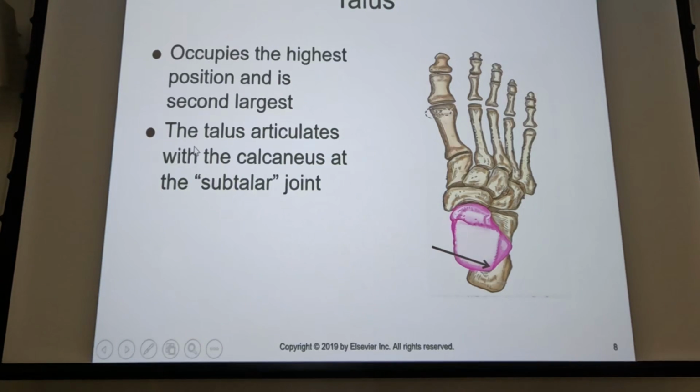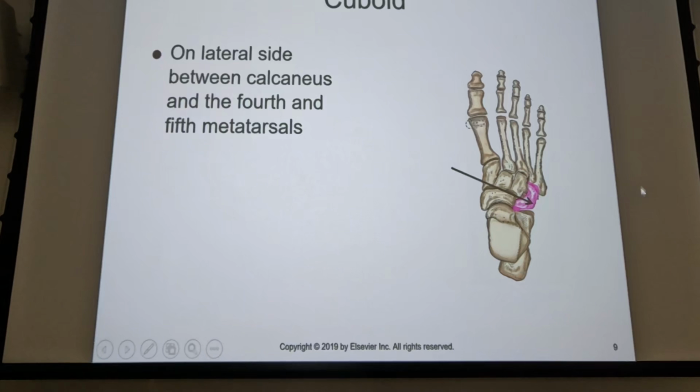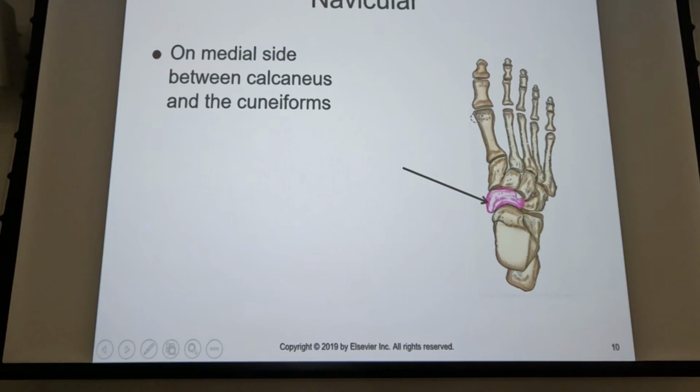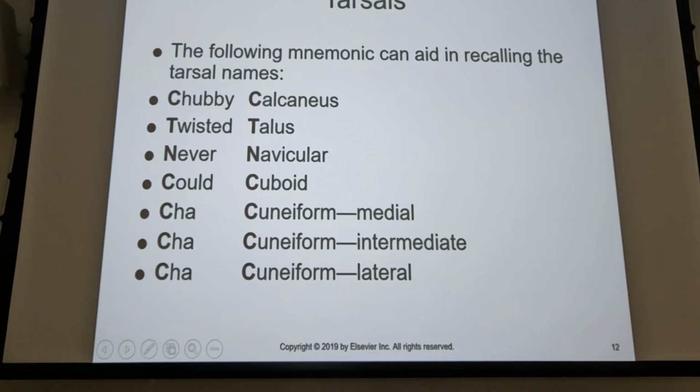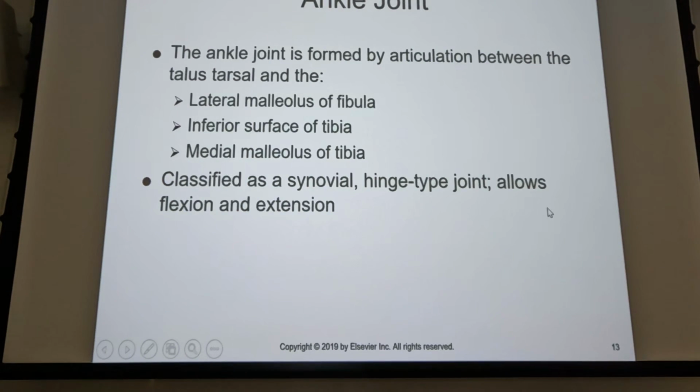So the talus is directly over the top of it. Again, it's the bone that articulates with the tib fib to create the ankle. The cuboid's over there, and then you've got the navicular, and your cuneiforms here. There's a mnemonic for that as well, but I've never heard anybody reference it. Again, the tarsal bones just aren't stressed as much.